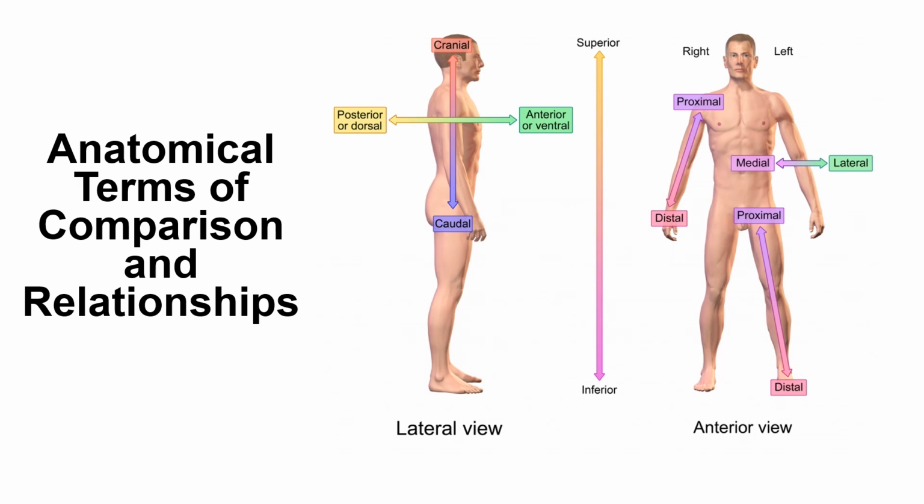The following terms refer to the vertical axis. Superior or cranial, towards the head end of the body, upper. For example, the hand is the part of the superior extremity. Inferior or caudal, away from the head end of the body, lower. For example, the foot is part of the inferior extremity.